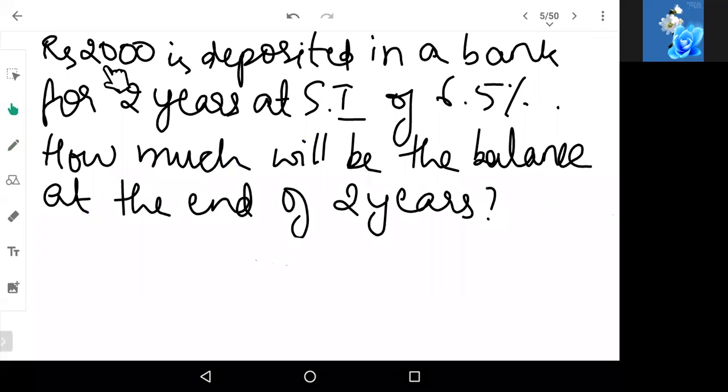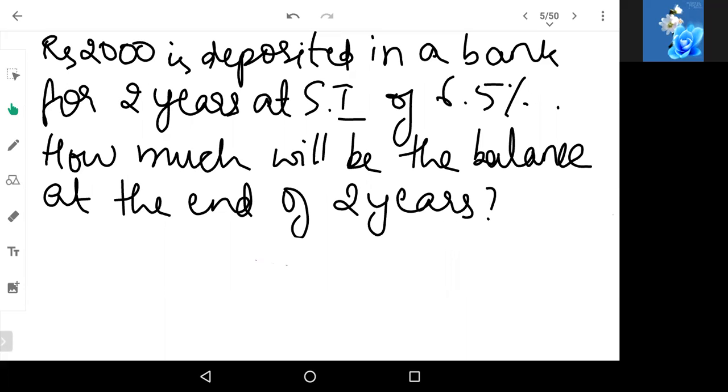Rupees 2,000 is deposited in a bank for 2 years at simple interest of 6.5%. How much will be the balance at the end of 2 years? So here they're asking us what will be the balance at the end of 2 years.